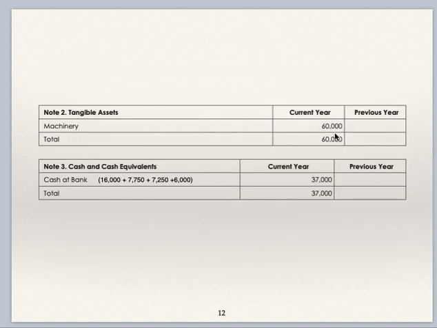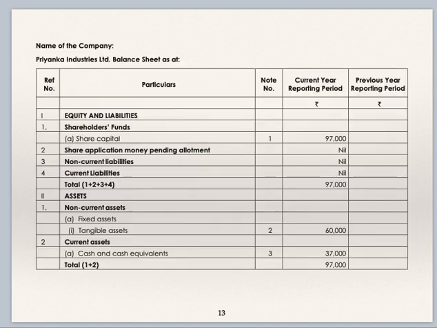Tangible assets, machinery 60,000. Machinery they have purchased by issuing 600 shares of 100. This is note number 2. Note number 3, cash and cash equivalent, 37,000. 16,000 they have received on application, 7750 on allotment, 7250 on first call, and 6000 on final call. Total amount received is 37,000. Now this is how extract of balance sheet is to be shown.